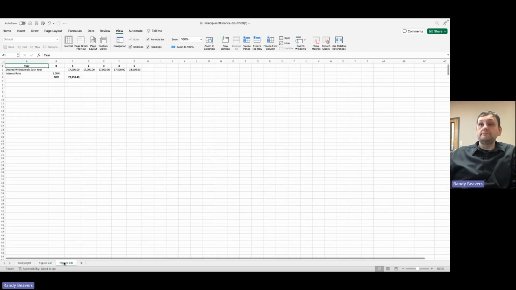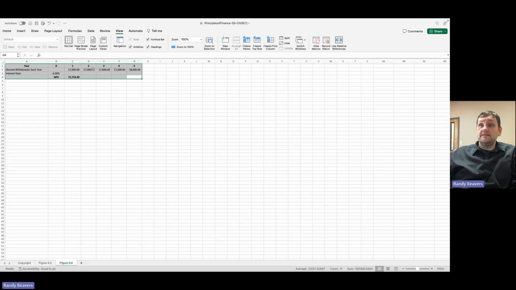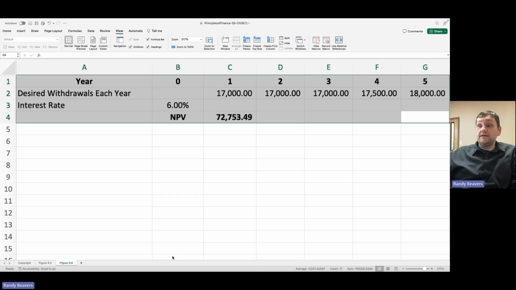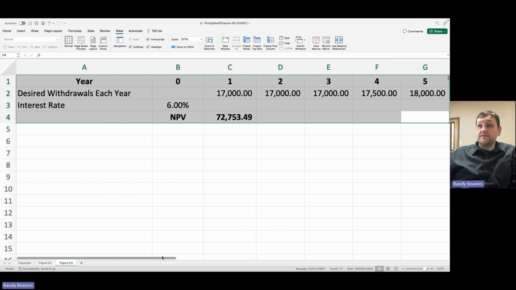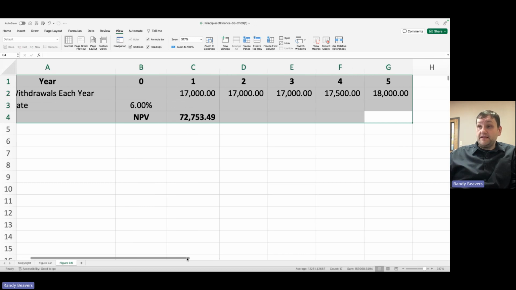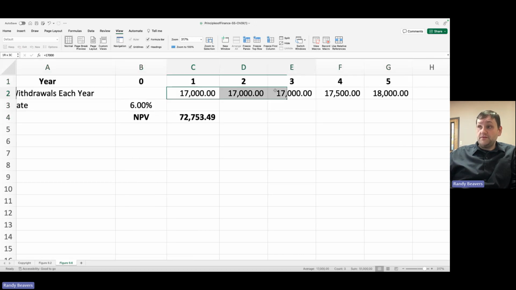So figure 9.6, this looks at desired withdrawals and interest rate. So for this one, maybe we're trying to figure out how much money we need in an account today, such that we withdraw all this money at 6%, and we want to make sure we have enough money. So years 1, 2, and 3, we withdraw 17,000, and then years 4 and 5, it's 17,500 and 18,000 respectively.